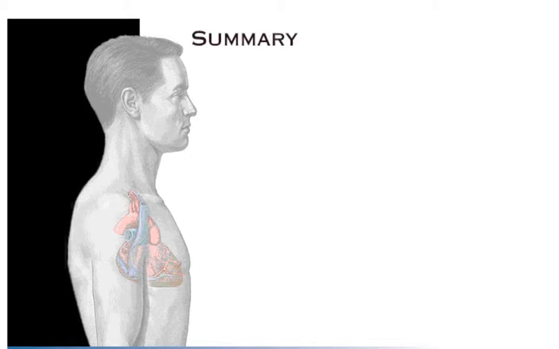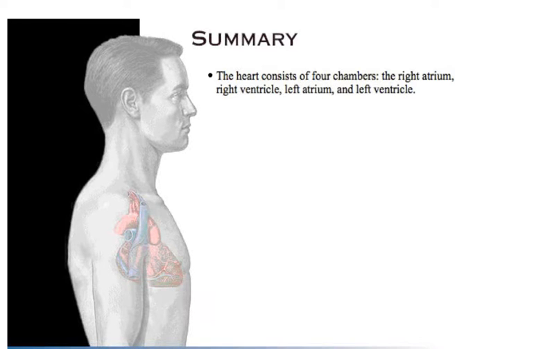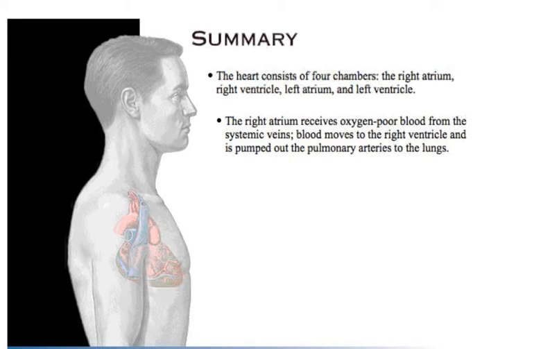Here's a summary of what we've covered. The heart consists of 4 chambers: the right atrium, right ventricle, left atrium, and left ventricle. The right atrium receives oxygen-poor blood from the systemic veins. Blood moves to the right ventricle and is pumped out the pulmonary arteries to the lungs.